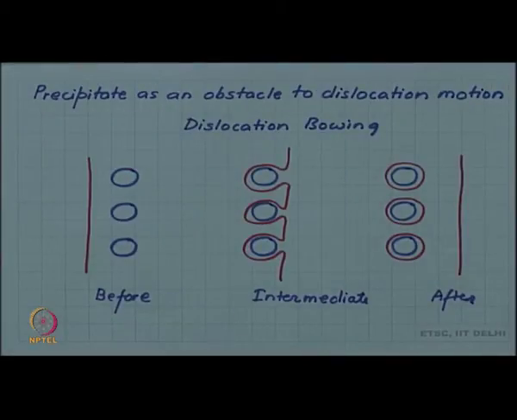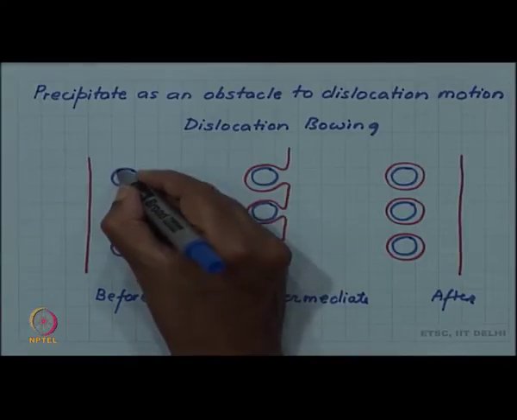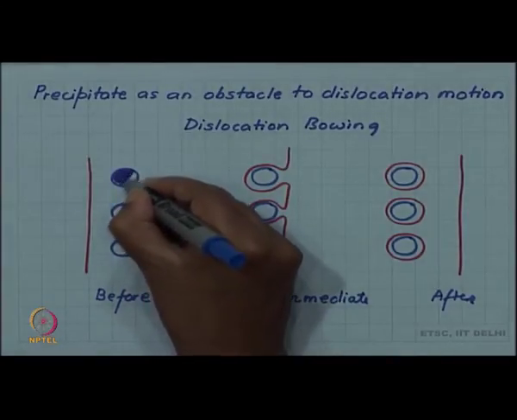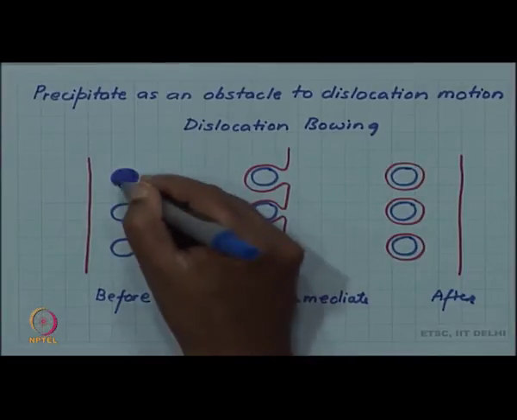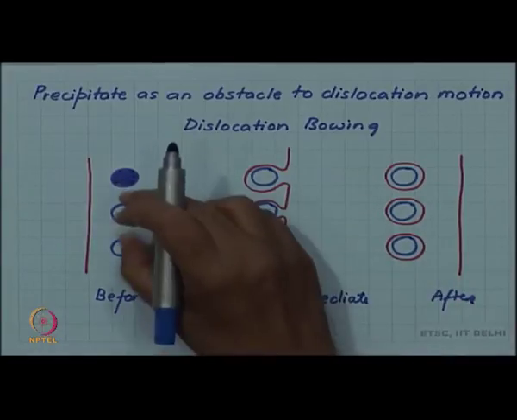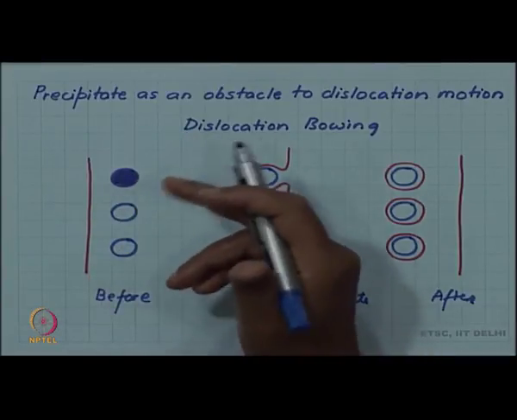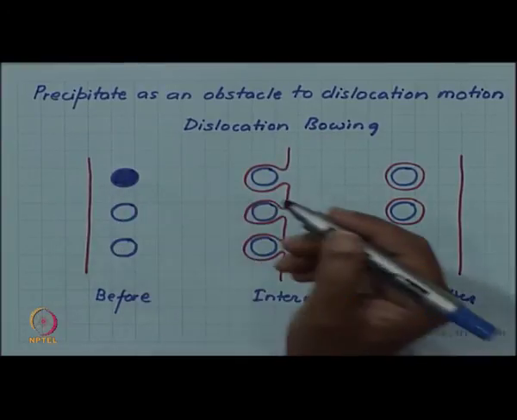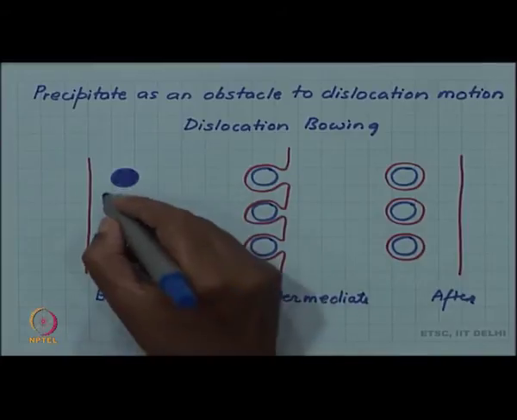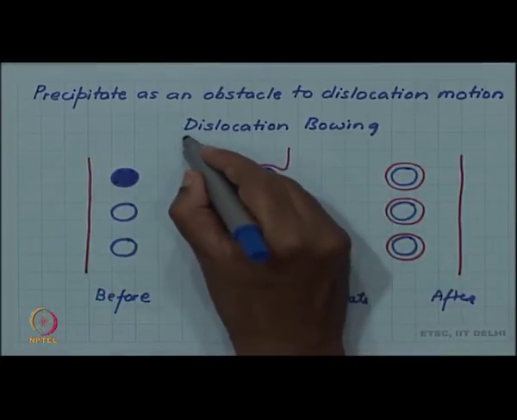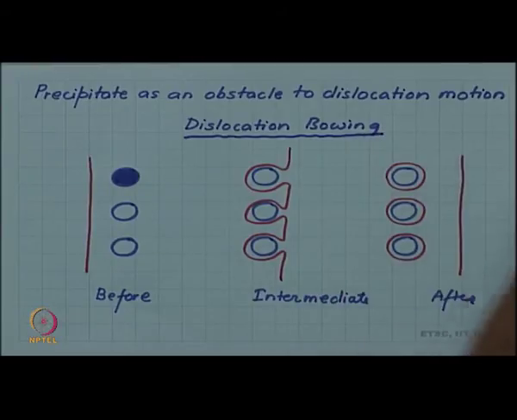When the precipitates have become much larger towards the later part of the hardening and during overaging, the precipitates become too large to be cut. So, it is not easy to cut these precipitates, but the spacing between them is large enough. Recall that by Ostwald ripening, the spacing is becoming larger and larger. So, the spacing between them becomes large enough such that the dislocation can bow between them. So, this is called dislocation bowing.